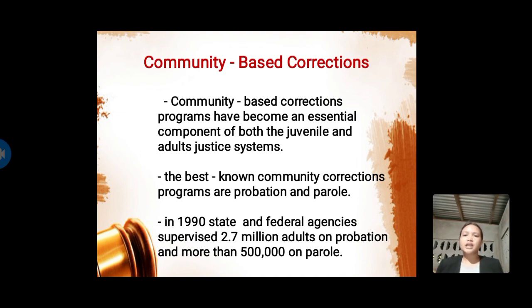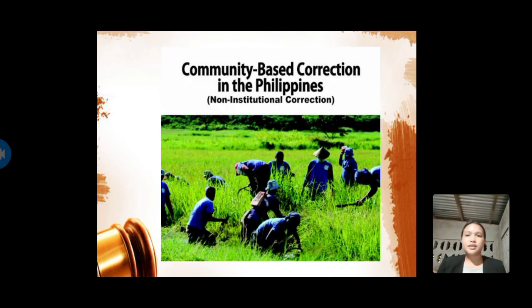So in 1990, state and federal agencies supervised 2.7 million adults on probation and more than 500,000 on parole. So these are the examples of community-based correction here in the Philippines. They give a chance to those offenders or criminals to work in that kind of community.